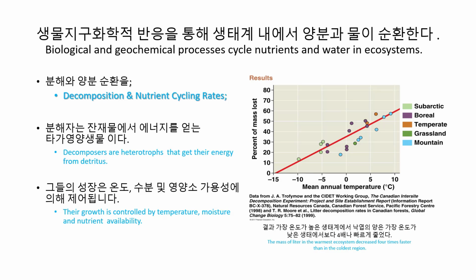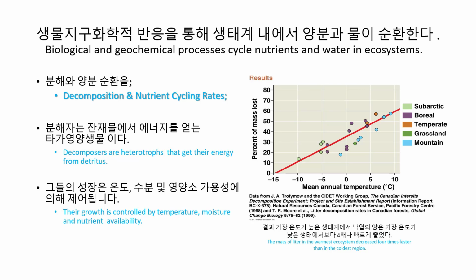So let's look at how biological and geochemical processes cycle nutrients and water in ecosystems. Decomposition and nutrient cycling rates. Well, decomposers are heterotrophs that get their energy from detritus. Their growth is controlled by the same factors that limit primary production in ecosystems, including temperature, moisture, and nutrient availability. Decomposers usually grow faster and decompose material more quickly in warmer ecosystems.